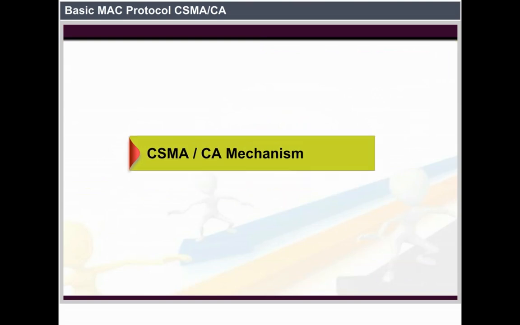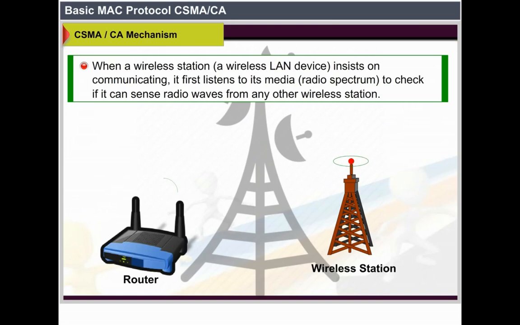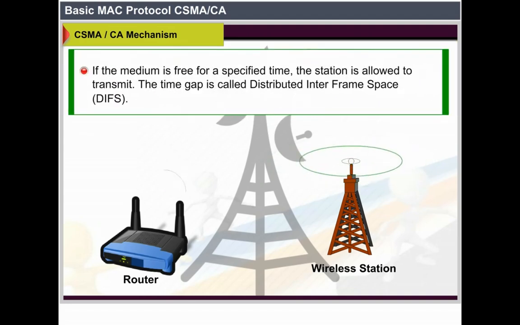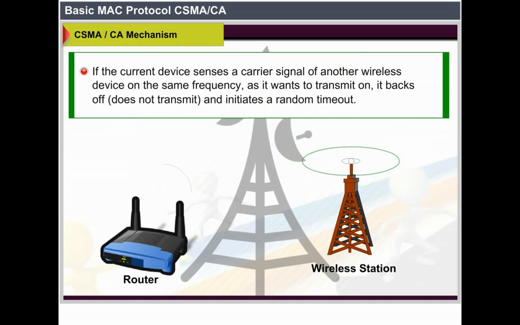CSMA/CA mechanism. When a wireless station, a wireless LAN device, wants to communicate, it first listens to its media, the radio spectrum, to check if it can sense radio waves from any other wireless station. If the medium is free for a specified time, then the station is allowed to transmit. This time interval is called the Distributed Interframe Space, DIFS. If the current device senses a carrier signal of another wireless device on the same frequency as it wants to transmit on, it backs off, does not transmit, and initiates a random timeout.